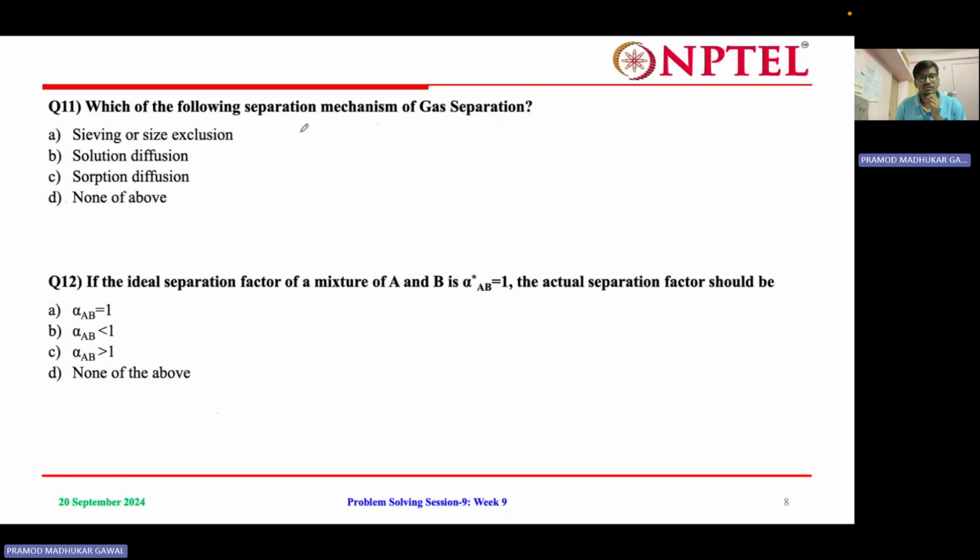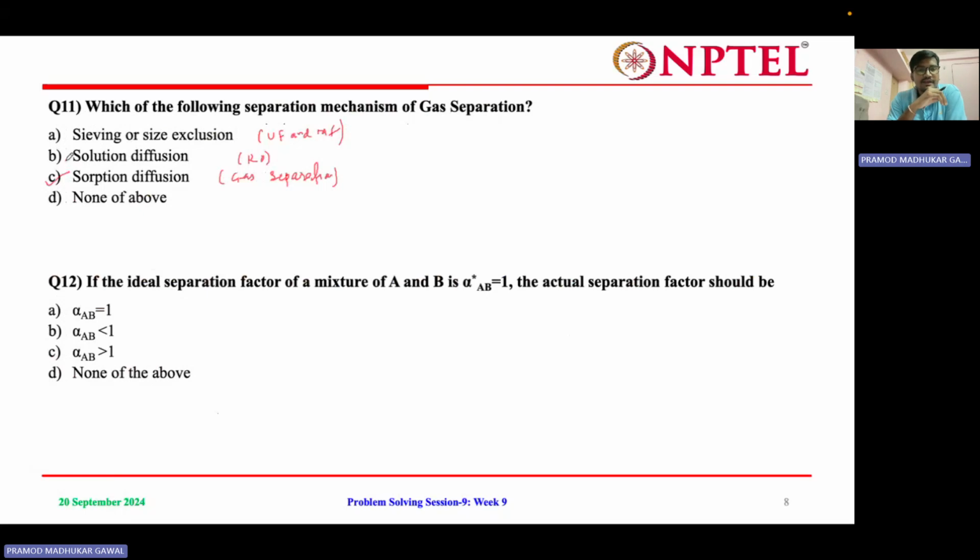Question number 11. Which of the following is the separation mechanism of gas separations? Sieving and size exclusion is for ultrafiltration and microfiltration, UF, right? Solution diffusion is for reverse osmosis. Sorption diffusion is the mechanism for gas separations. So option C is correct.